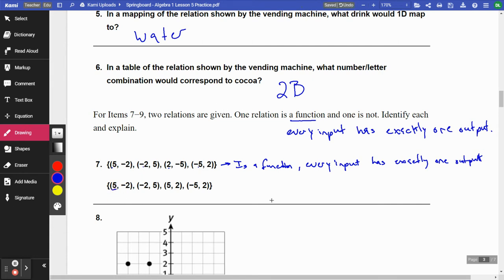Let's see, 5, -2, 5, -2. Okay, so the input 5 repeats, and they give me different outputs. So this one is not a function. That one's not a function because input 5 has 2 outputs. And the two outputs are -2 and 2.